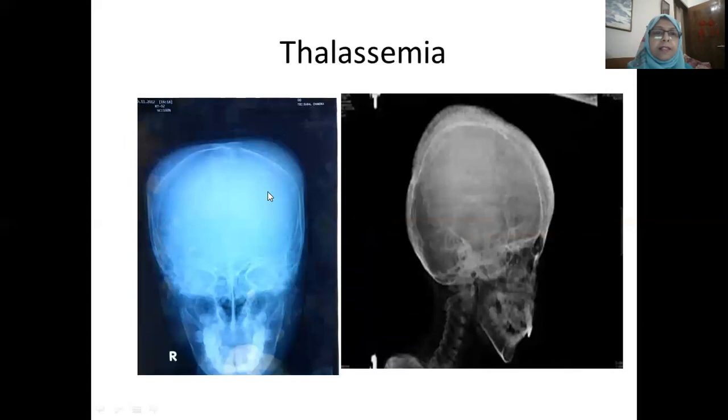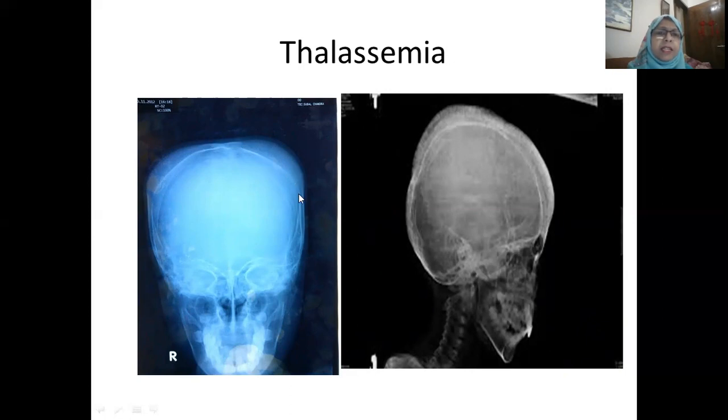Here, this is an X-ray skull AP view. This is an X-ray skull lateral view. I have already shown the points on the lateral view. Let us see on the AP view. Here, widening of the diploic space is visualized on the parietal bone on both sides, right and left, and the hair on end appearance is visualized here, but it is more prominent here, the hair on end appearance of the flat bone.